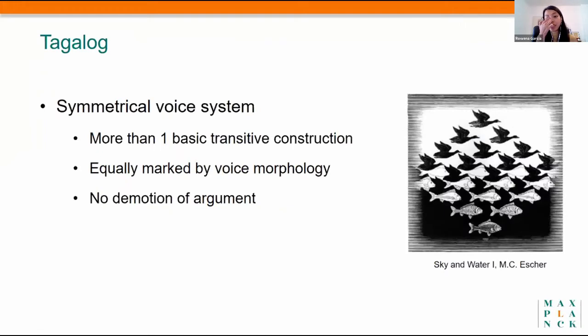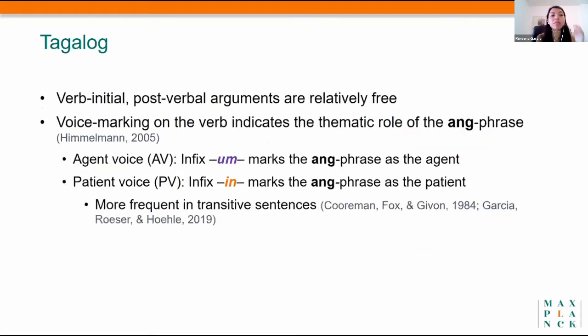Western Austronesian languages have typologically rare but theoretically important voice systems. Tagalog has more than one basic transitive construction, which are equally marked by voice morphology. That's why we say symmetrical. There's also no demotion of an argument, unlike in English passives where the agent becomes an oblique. And there's also no preference for the agent to be the subject. So we could really see here that it provides an important testing ground for theoretical approaches to the acquisition of verb argument structure. More specifically, Tagalog is verb initial, and its post-verbal arguments are relatively free.